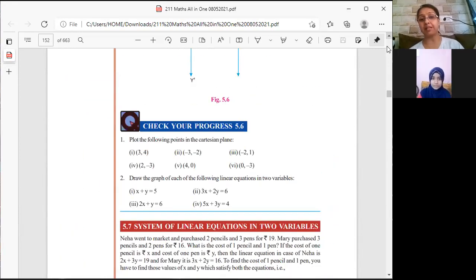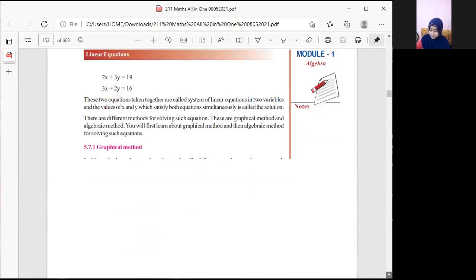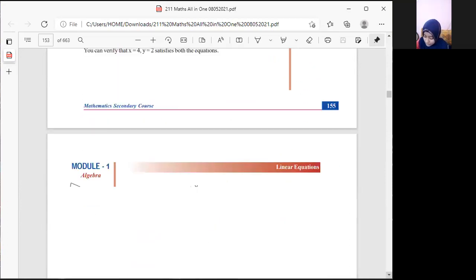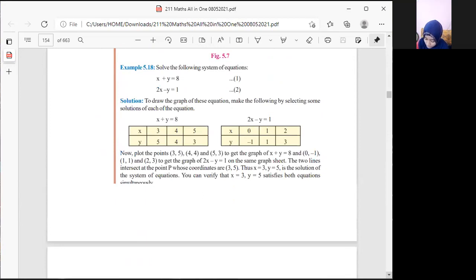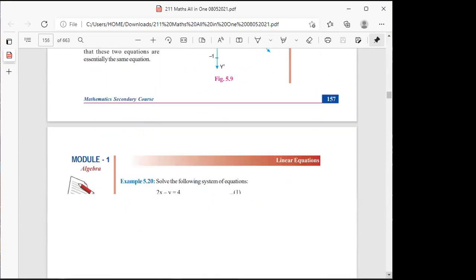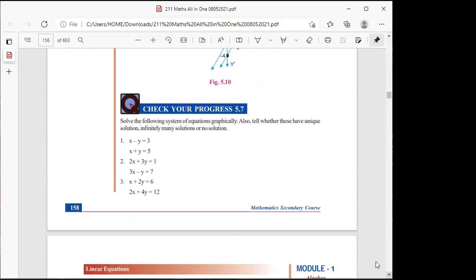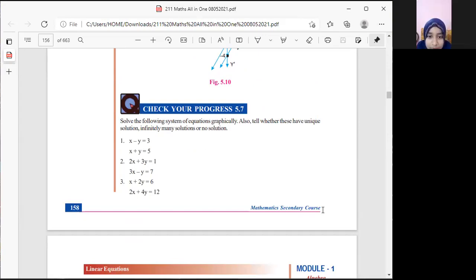We had completed exercise 5.6 in the previous class. Am I right? Yes. Okay. Now we have to do 5.7. For 5.7, we are going to use the graphical method of finding the solution of two equations. So now look at this exercise 5.7. Can you see this? Is the screen visible?